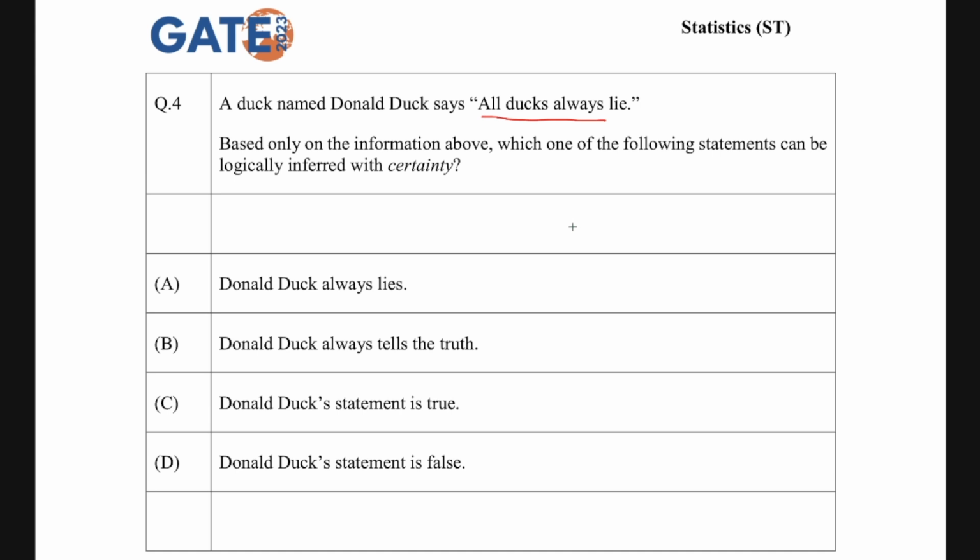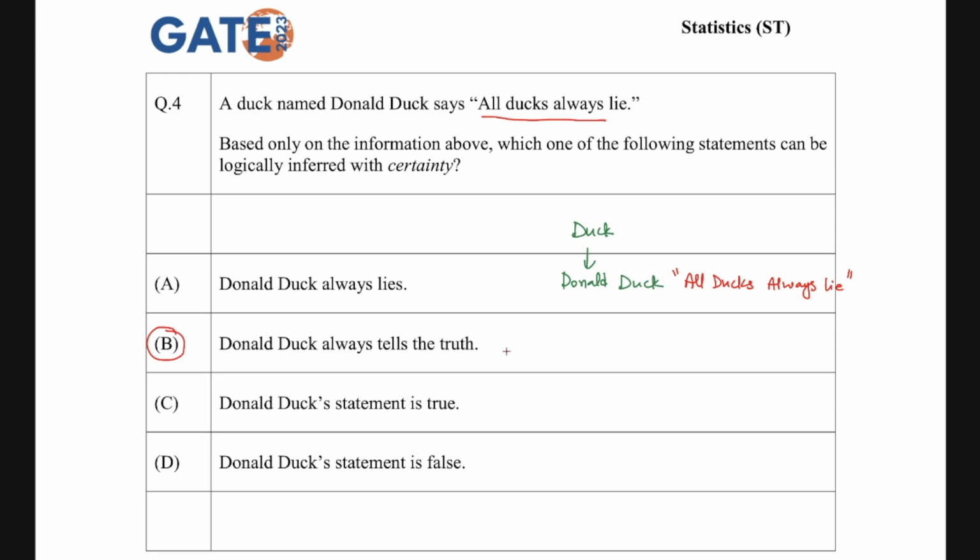To answer this question, first of all, understand what exactly is happening. So there is a duck whose name is Donald Duck. Now this Donald Duck is telling us that all ducks always lie. Now let's consider that this statement is correct. Let's start with this option B.